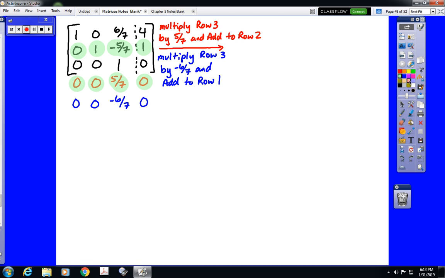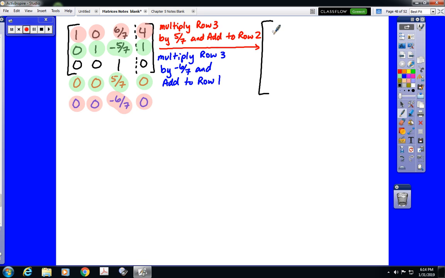And by the way, this one is working out really nicely. They usually don't work out this nicely. I'm going to add that up there to row 1, which will give me my final augmented step. And I want to clean this up just a little bit here, just because it's a little sloppy. There we go.